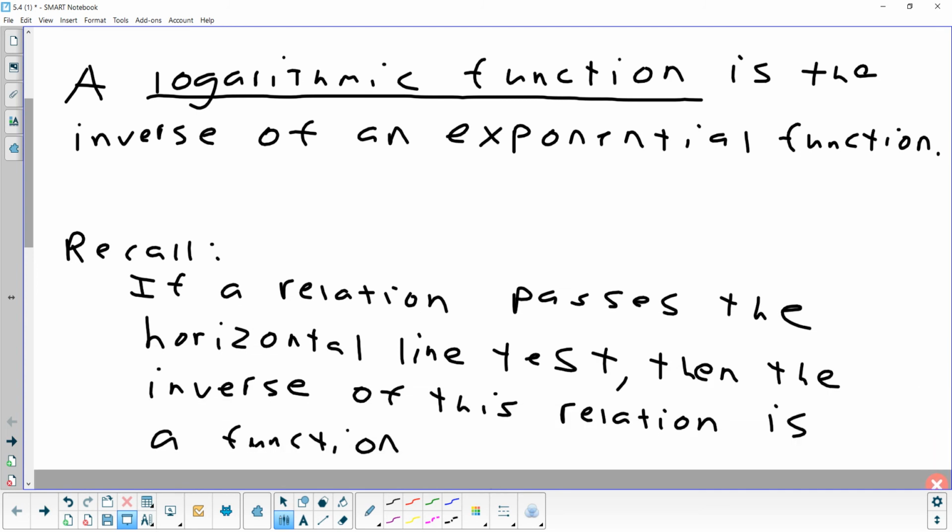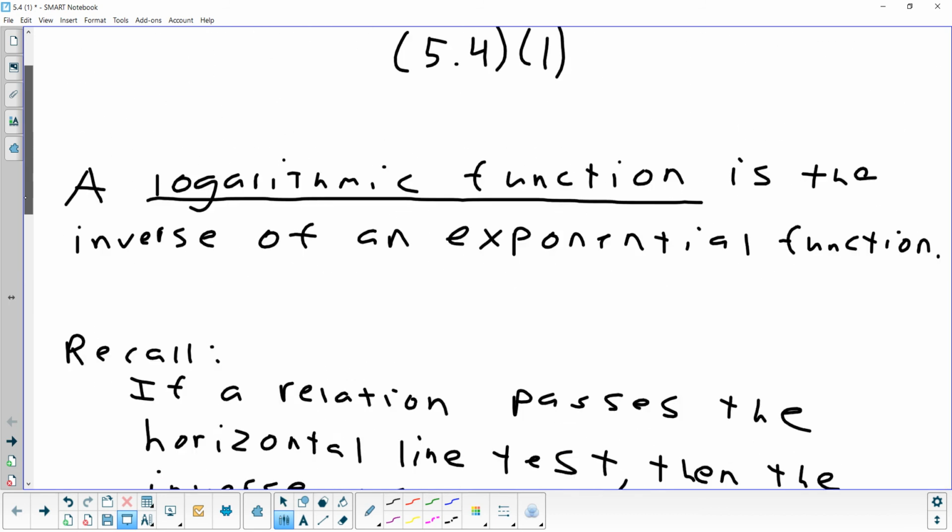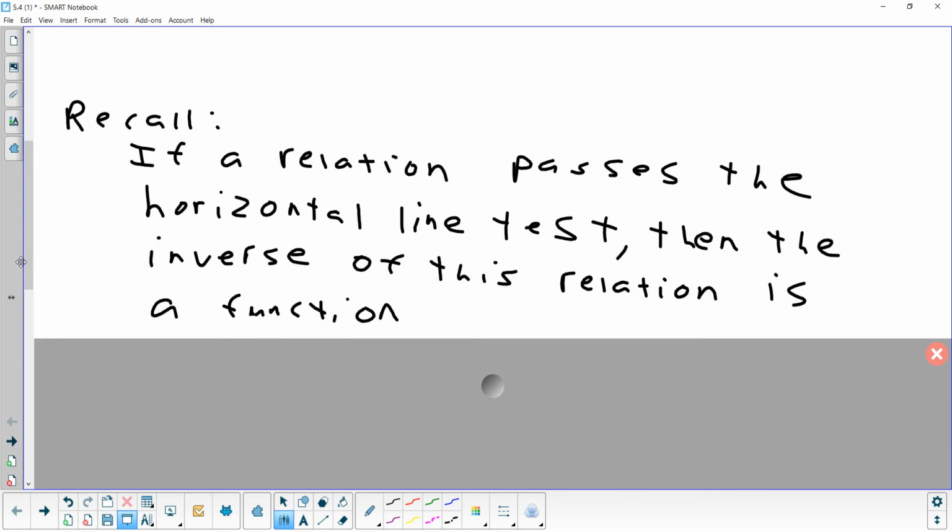So in algebra 1, you talk a lot about the vertical line test. And the vertical line test is used to tell you if your graph is a function. Well, there's also something called a horizontal line test. And the horizontal line test is used to tell you if the inverse of your graph would be a function. Keep that in mind.